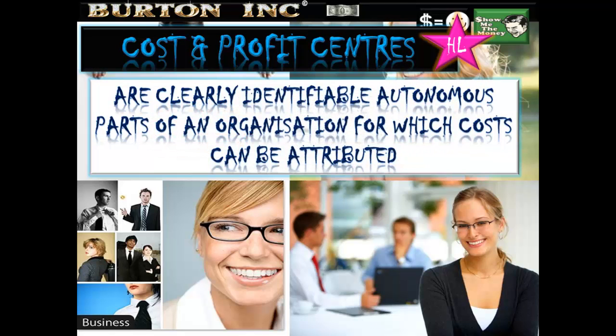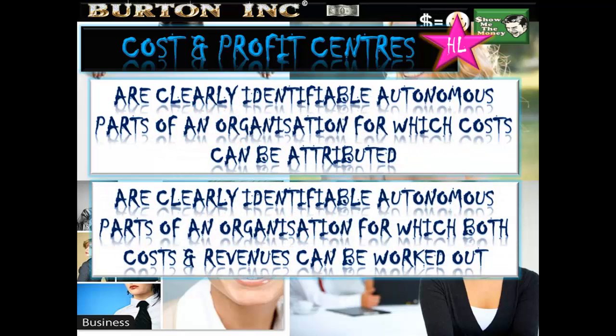Cost and profit centers, high level stuff again. Now our definition here is that these things are clearly identifiable, autonomous, they run independently, clearly identifiable, independent parts of an organization, and for which costs can be attributed. Profit centers, very similar. Again, they're clearly identifiable, they're independent, they're autonomous, and we can work out costs and revenues directly for each of these different parts of the organization.